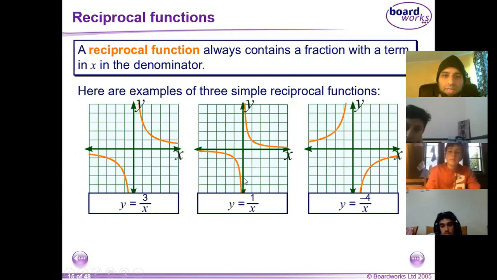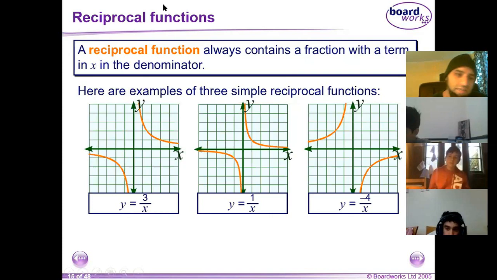Right way around, or upside down. Does that make sense, guys? Yeah? Okay. So this is a reciprocal function, one with x underneath. We've looked at 4 different functions. We've looked at y equals mx plus c. We've looked at y equals x squared of something. We've looked at y equals x cubed. And now we're looking at y equals something over x. Those are 4 important functions you have to know.